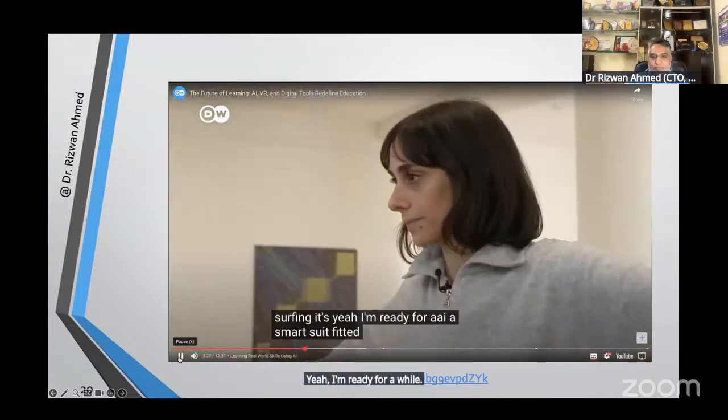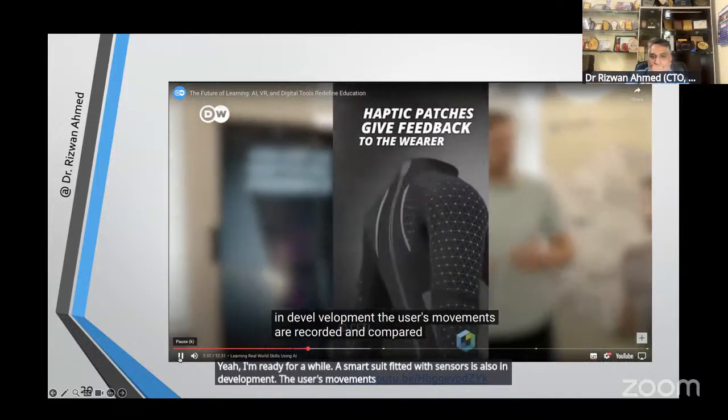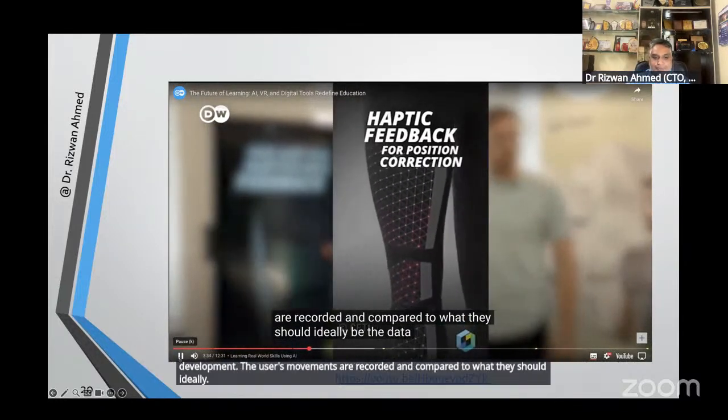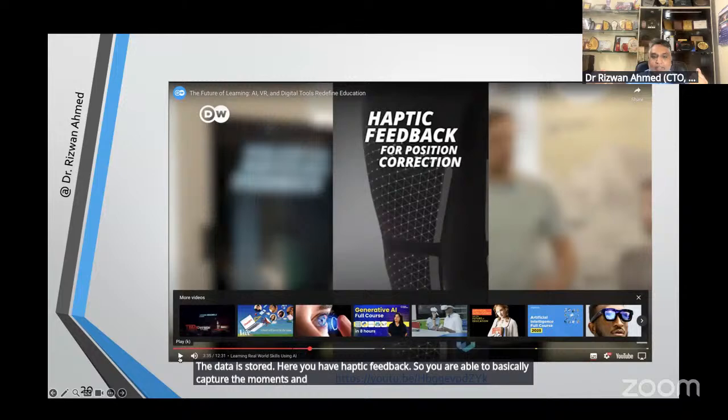A smart suit fitted with sensors is also in development. The user's movements are recorded and compared to what they should ideally be. The data is stored. Here you have haptic feedback. So you are able to basically capture the movements and things like that. And that data is processed in real time. And that is something, again, which is beneficial.